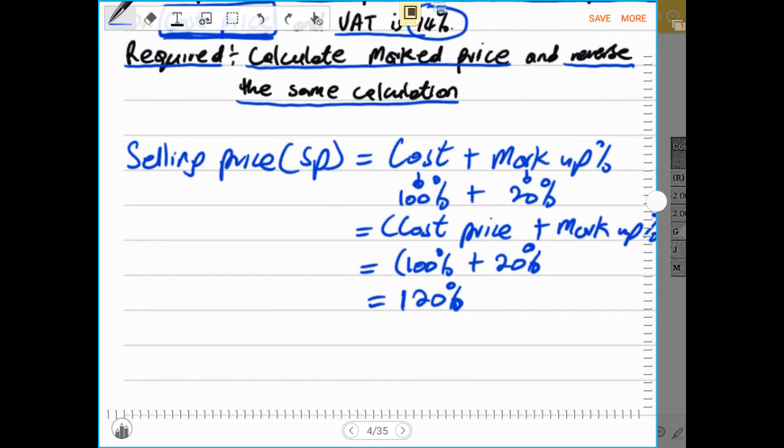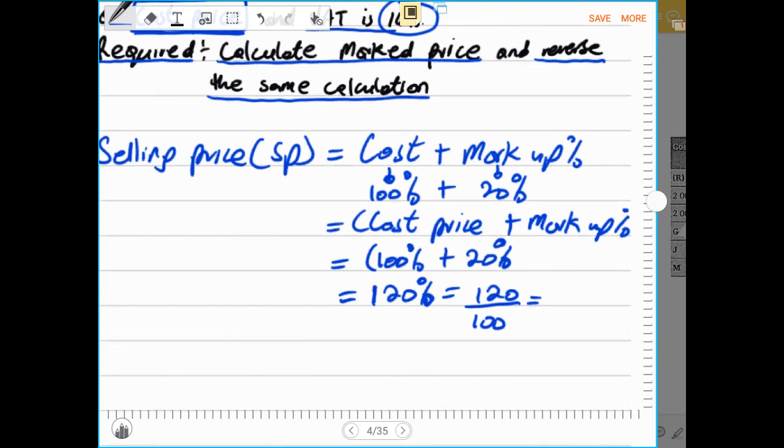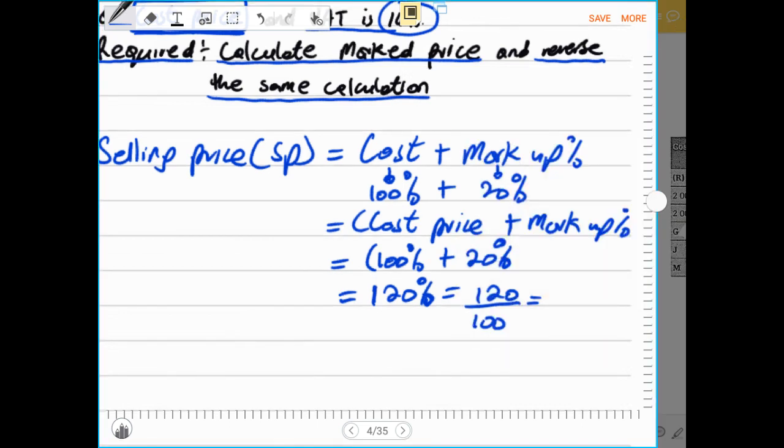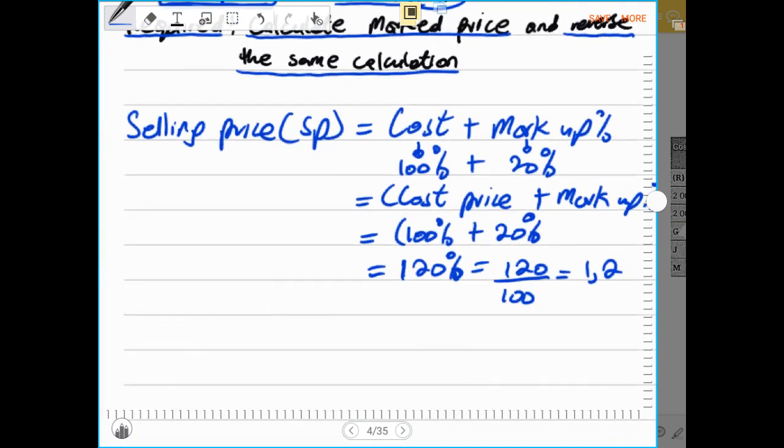Remember, 120% can be converted into a decimal, which is 120 divided by 100. I always prefer this approach. 120 divided by 100 gives us the decimal 1.2. Therefore our selling price will be equal to the cost price of 100 Rand times 1.2, which gives us 120 Rand as the selling price.